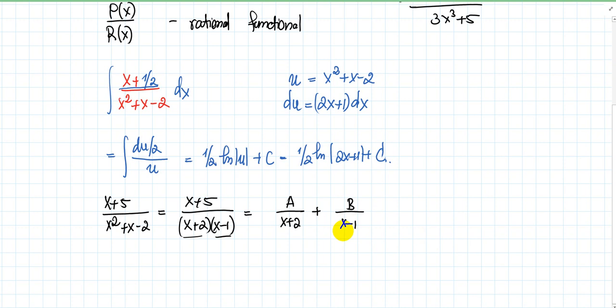What is the integration of a over x plus 2? A is some constant. It is a multiplied by the ln of x plus 2, right? What is the integration of this function? It is b multiplied by the ln of x minus 1, right?